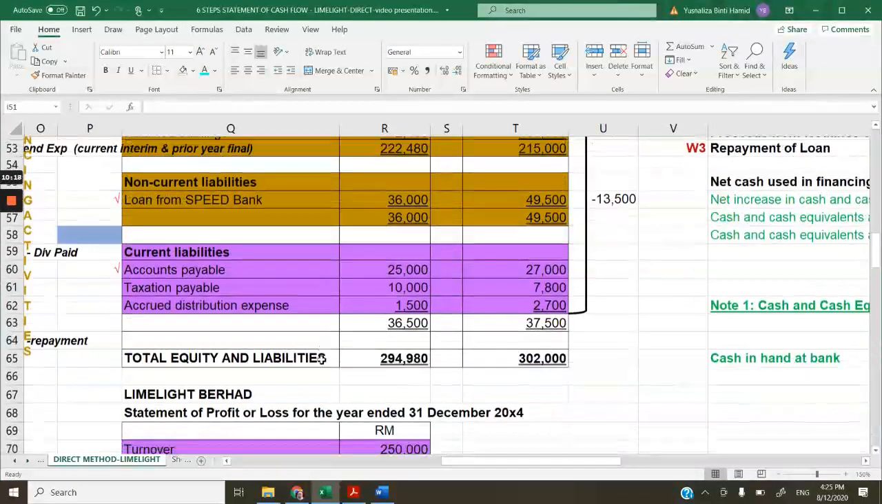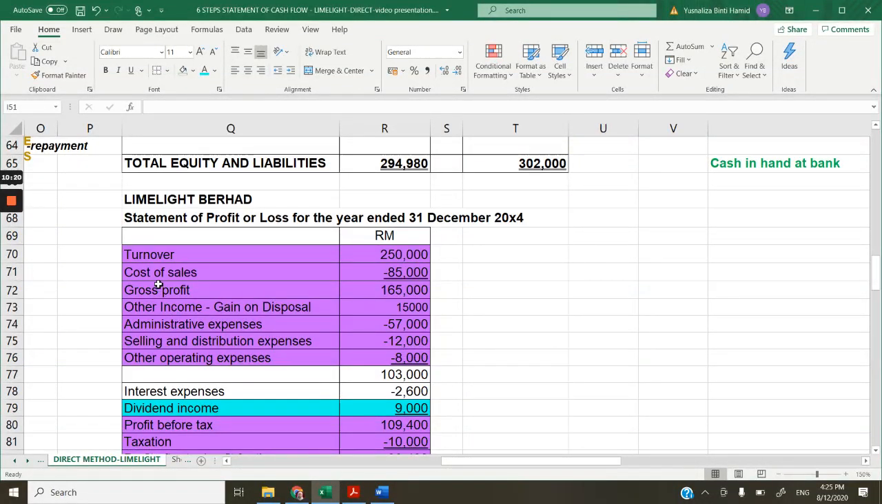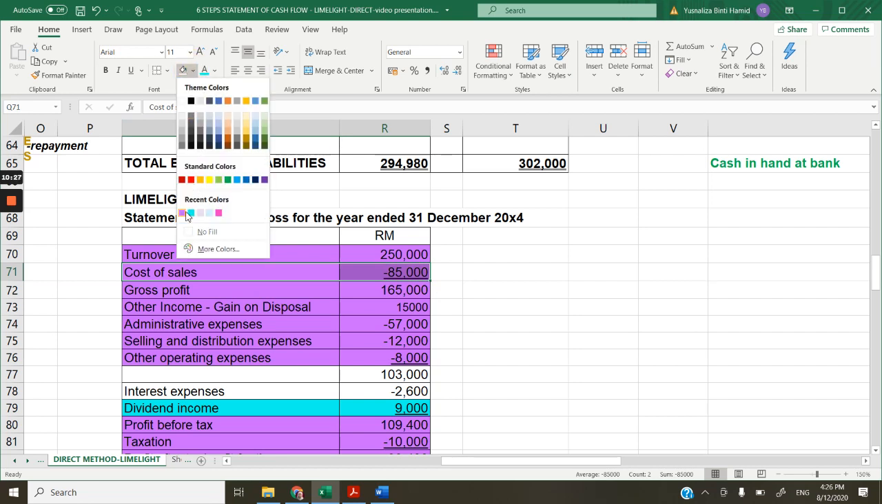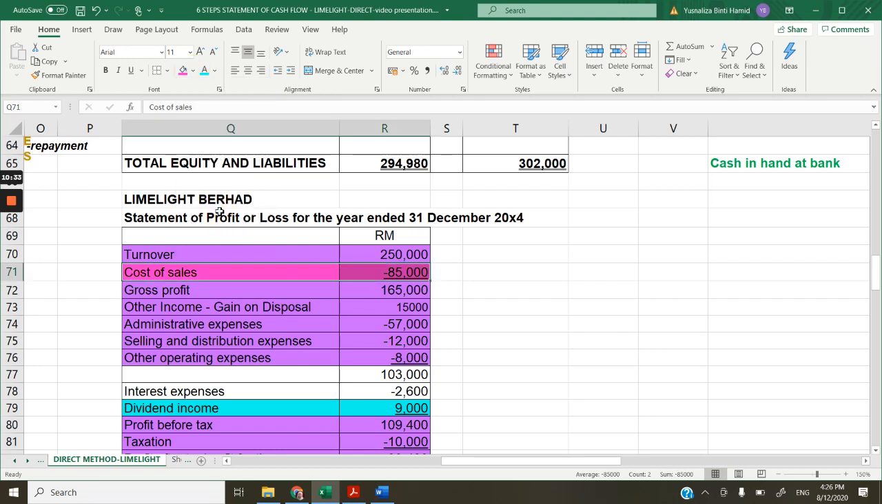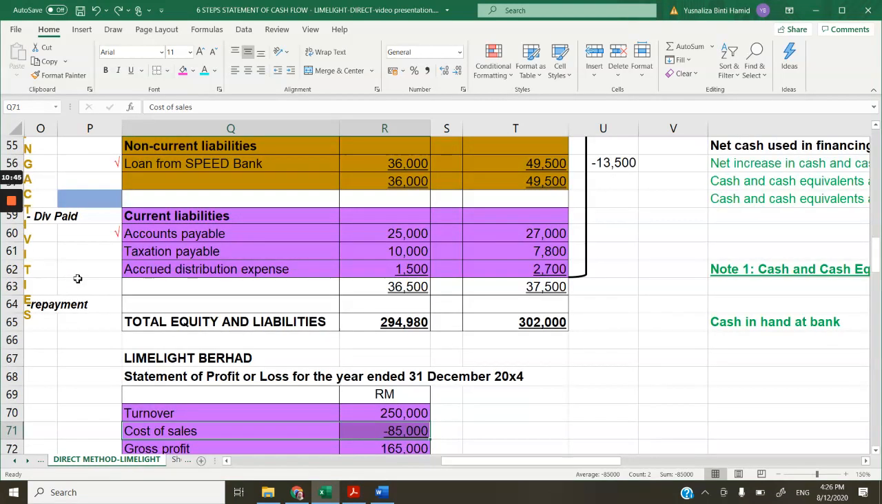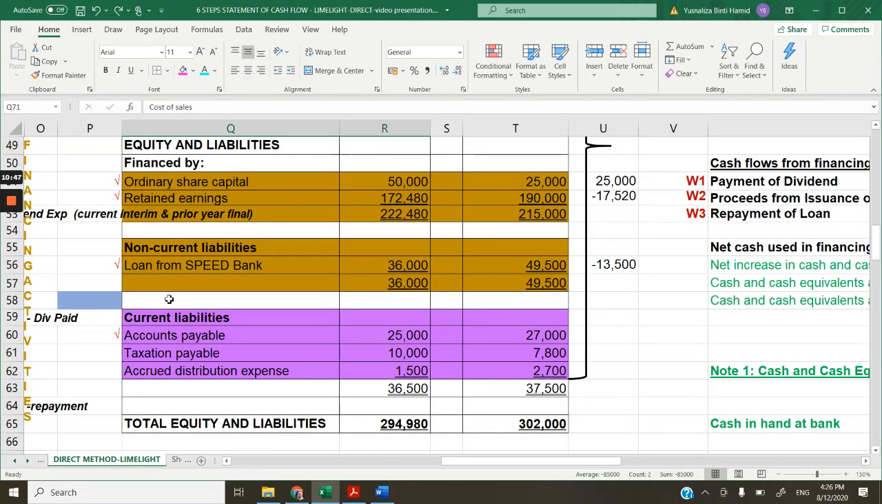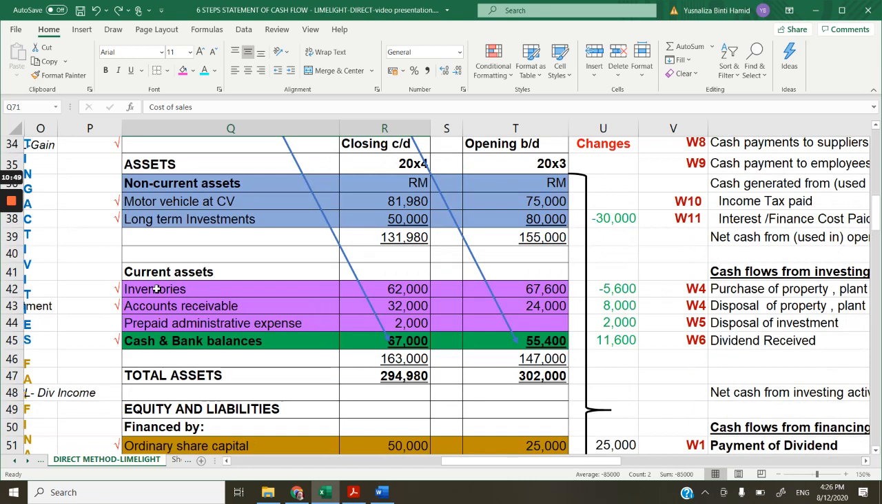Okay, this is your statement of profit or loss. You have this item here, this item. Yeah, the item that I will put some kind of shocking pink for you. That pink line there, that one is your cost of sale. You can work out using this figure and put that to your cost of sale account, right? And then you are going to use your inventories.